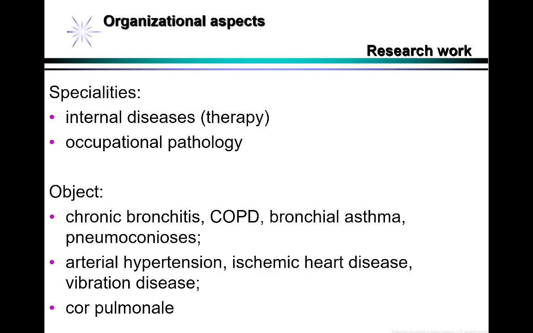And historically, in our department we have two main directions, internal diseases or therapy and occupational pathology. You may choose, for instance, it's best, of course, if you choose some occupational tinge, the occupational aspect of some topic of your interest. Our department's research is dedicated to comorbid pathology of occupational chronic bronchitis, occupational chronic obstructive pulmonary disease, occupational bronchial asthma or pneumoconiosis on the one hand, in combination with arterial hypertension and or ischemic heart disease or coronary artery disease, etc.